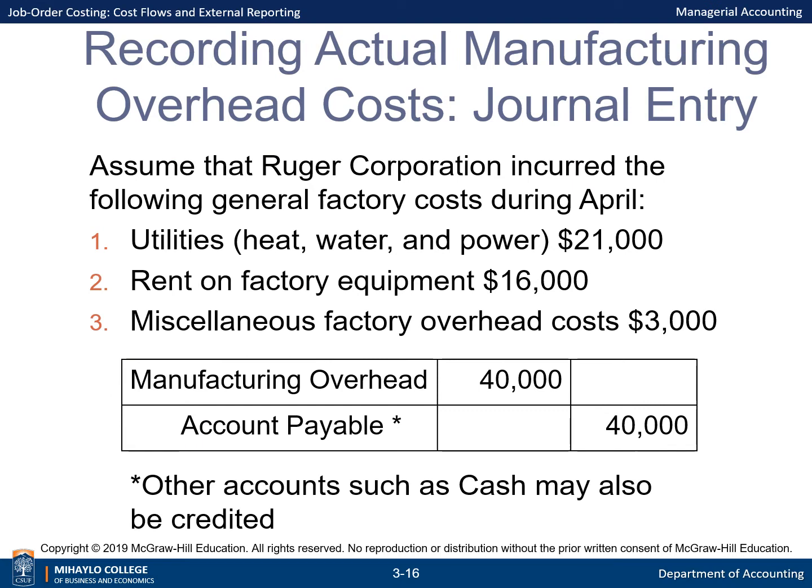This journal entry represents the incurrence of actual overhead costs, including utilities used in the manufacturing facility, rent on factory equipment, and other miscellaneous factory overhead costs. It debits manufacturing overhead and credits accounts payable. Other accounts, such as cash, may also be credited.